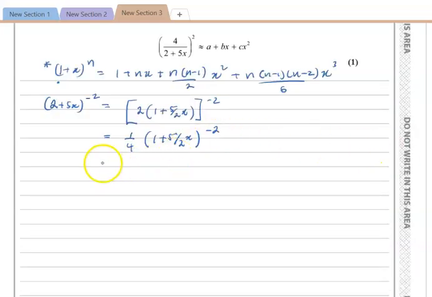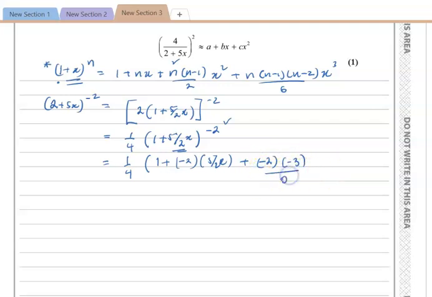Now we can apply our expansion, our formula. So we have 1 over 4, the binomial. This is our new x for this equation here. So it's going to have 1 plus nx. Our n is negative 2, and then your x is 5 over 2 x. That's the first one. The second one is n, which is negative 2 minus 1, which is going to be negative 3, all of it over 2.